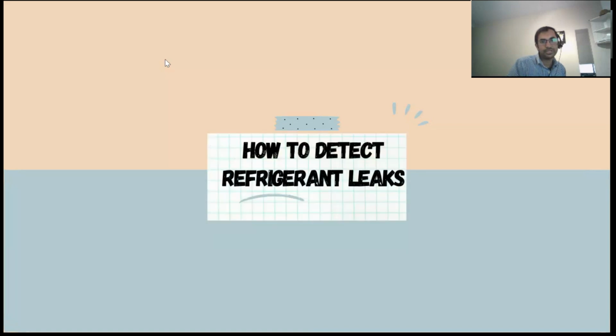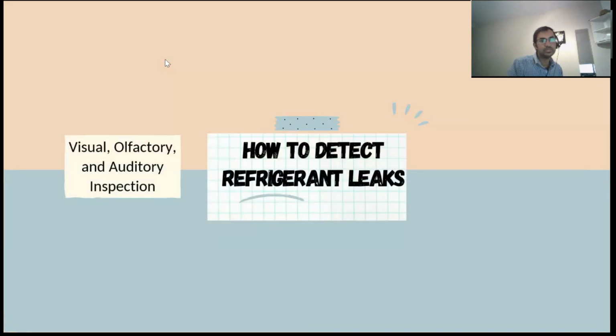So how to detect refrigerant leaks? There are visual, auditory and olfactory inspections. All these methods can detect refrigerant leaks.